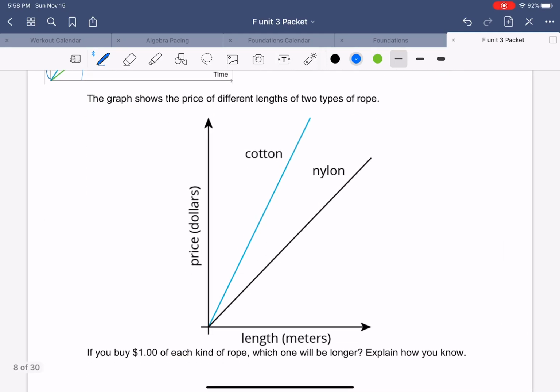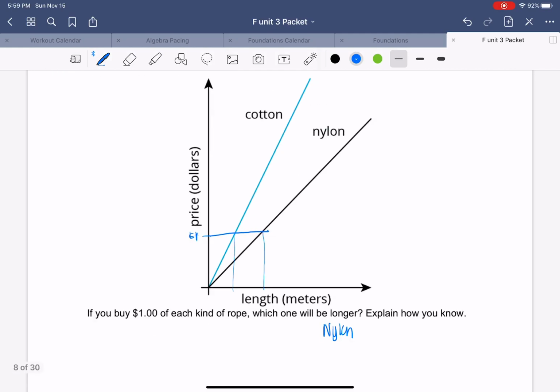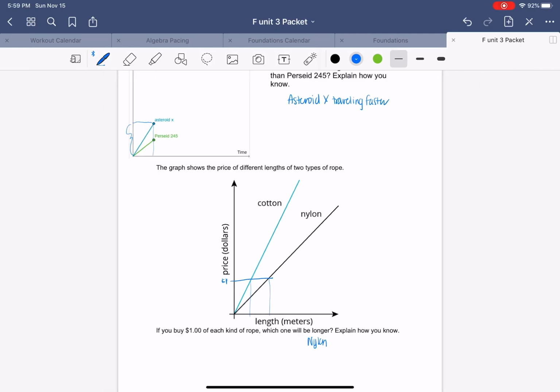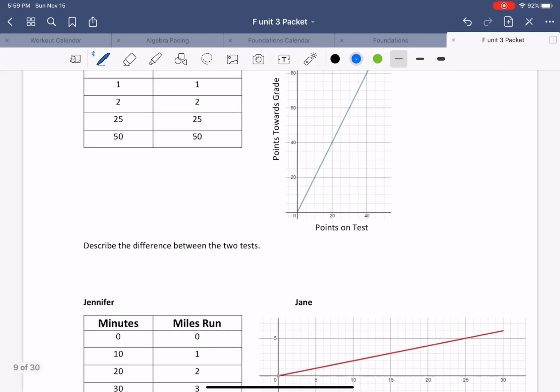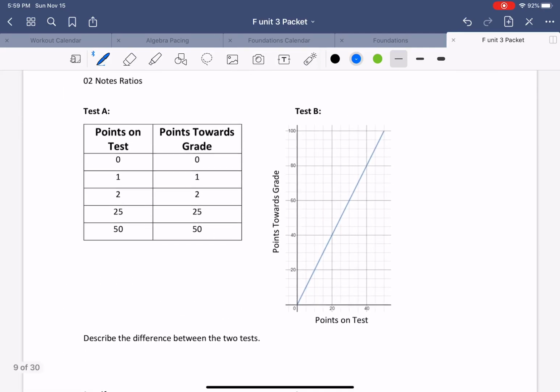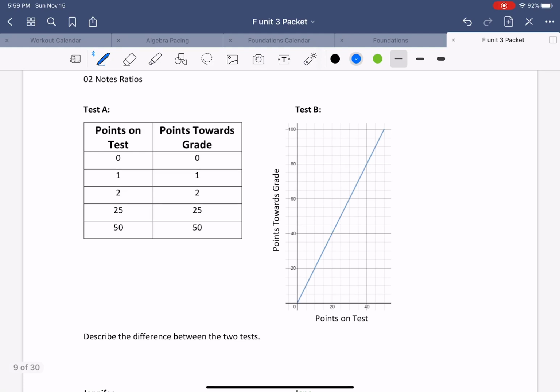Okay, this gives me the price of different lengths of 2 types of rope. We have cotton and nylon, and it wants to know if we buy $1 of each kind of rope, which one would be longer. So let's say this is $1. It doesn't matter where we put our mark, but cotton is this long, but nylon is this long, so nylon will be longer. Pretty straightforward.